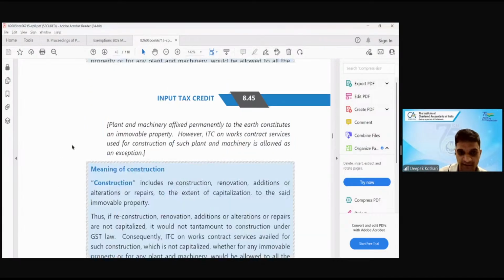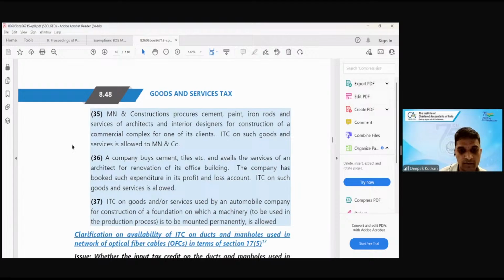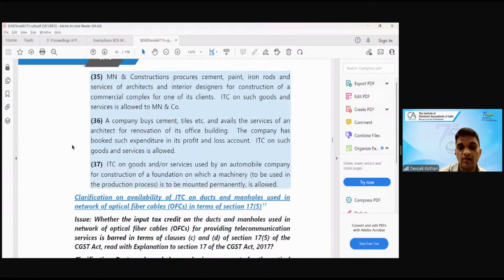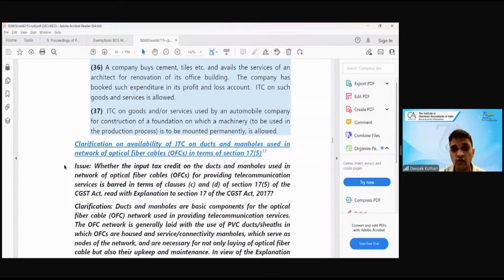Next is 8.48. Clarification of ITC on ducts and manholes. Now, whether ITC will be available for the ducts and manholes which are used in the network of optical fiber. That was the next query. The query was whether ITC on the ducts and manholes, which are used in the network of optical fiber cables for providing telecommunication services, is barred, is it blocked under 17.5C and D, or not?